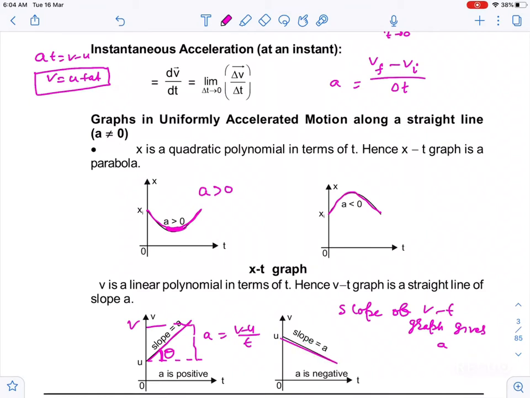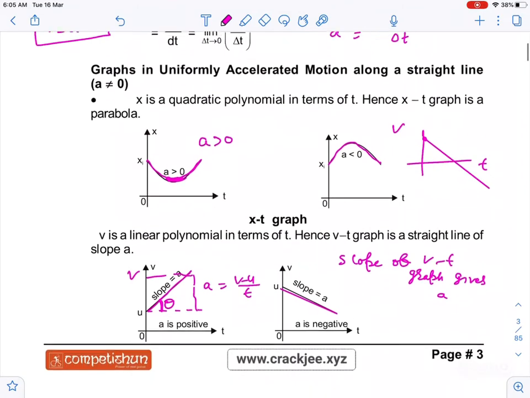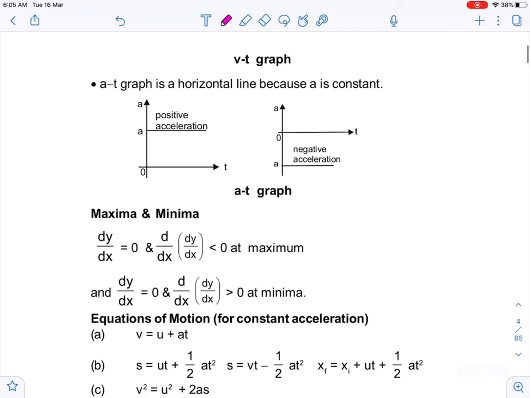JEE asked one question: when a ball is thrown vertically upward, what is the graph? Actually, when the ball is thrown vertically upward, you have maximum velocity at the instant you throw the ball, and the graph will be like this. This is the answer, asked in JEE 2017 or 18. You can cross check. This is the velocity time graph for the particle thrown vertically upward. So slope negative and positive, what meaning can you understand from here? Acceleration positive means above the graph, and acceleration negative means below the curve.